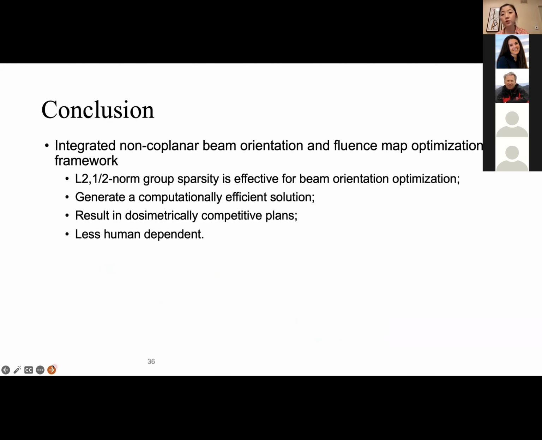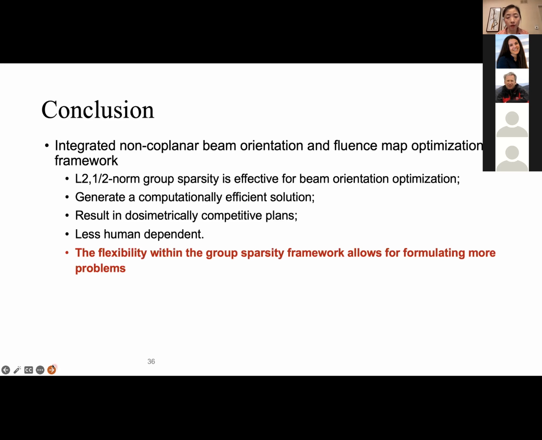So our conclusion is that we formulated an integrated non-coplanar beam orientation and fluence map optimization framework. And we found the L2,1/2 norm group sparsity is more effective for beam orientation optimization. This framework can give us a very computationally efficient solution, less than 10 minutes for these tested cases, and results in dosimetrically competitive plans. And this step is less human dependent.